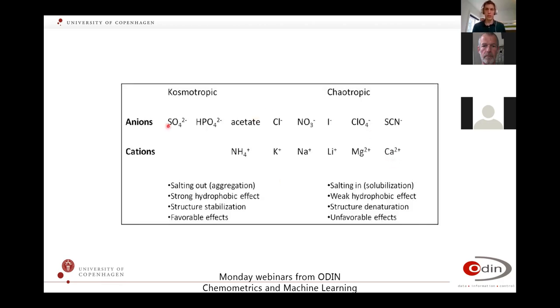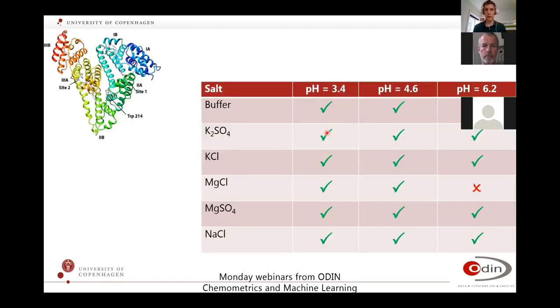Just very briefly, this is the Hofmeister series. It's an old series that was published in the 1880s, as far as I remember, where you say that different anions and cations have different effects on proteins per se. Some are kosmotropic and chaotropic. I won't go very much into that because that's not really the aim of this talk. Anyway, we had beta-lactoglobulin. That's very much food related, at least. And then we used different types of salts, and buffer means that there is no salt added, and then measured at different pH values.